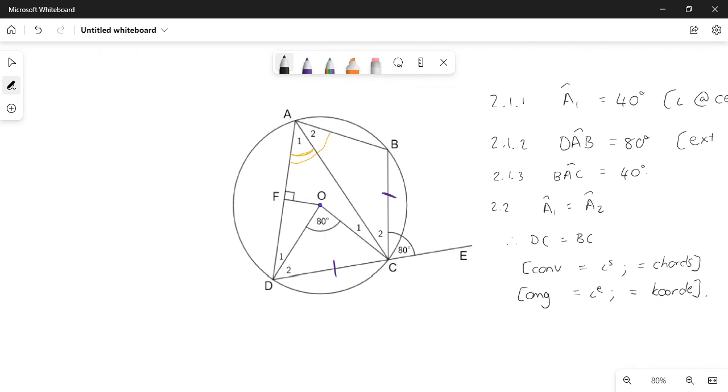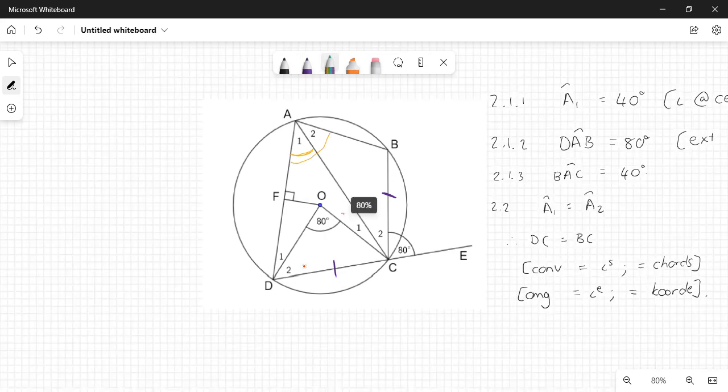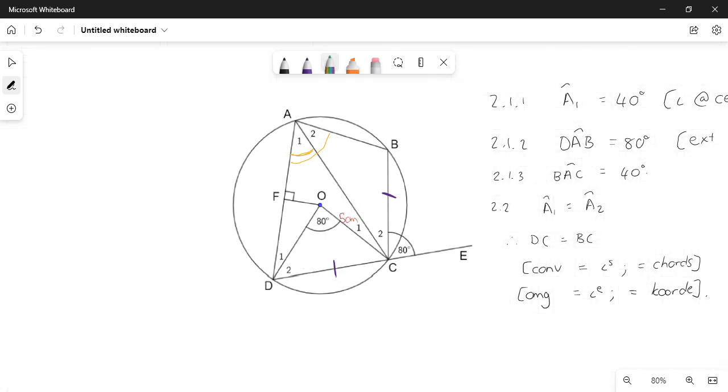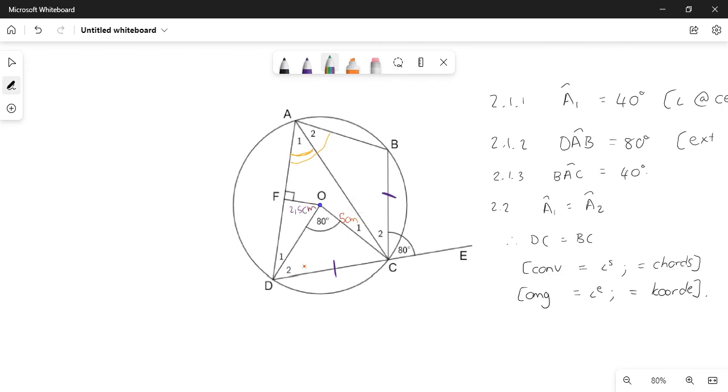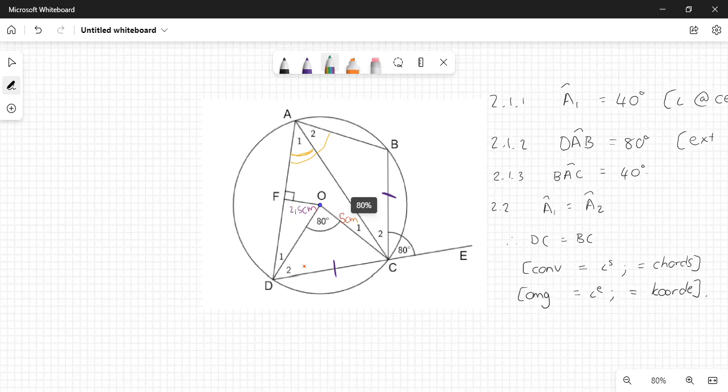Okay. Nou sê hulle vir ons, daar word gegee dat OC is equal to 5 centimeters. Also given that OF is equal to 2,5 centimeters. Determine the length of AD.